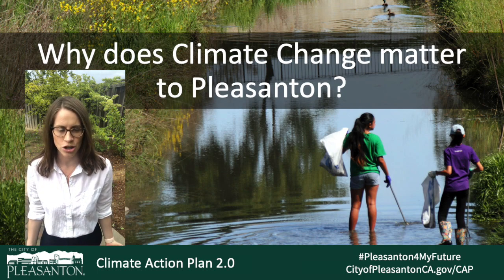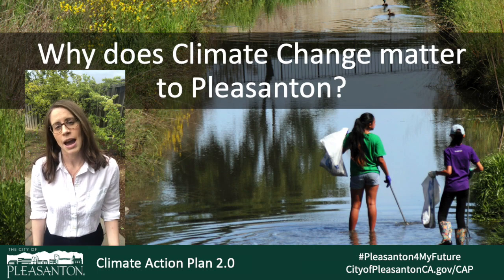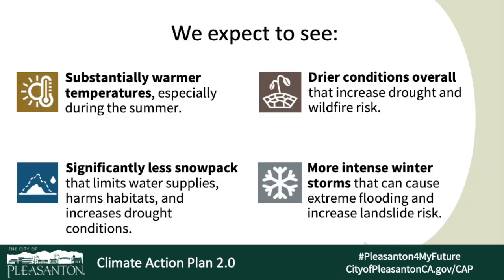Some people might be wondering, why does climate change matter in Pleasanton? It's such a global issue, and that's so true. But as with most global issues, actions taken at the local level collectively have a meaningful impact globally. The effects of climate change have been extensively studied, and California's Office of Planning and Research notes that increasing temperatures have far-reaching consequences. We expect to see substantially warmer temperatures, drier conditions that increase the risk of wildfire and drought, less snowpack that limits water supply, and more intense winter storms, some of which we're already seeing today.